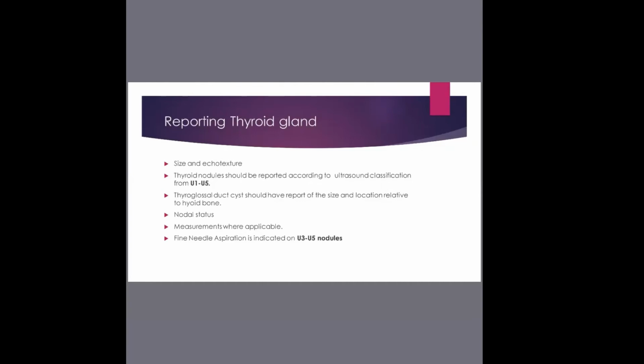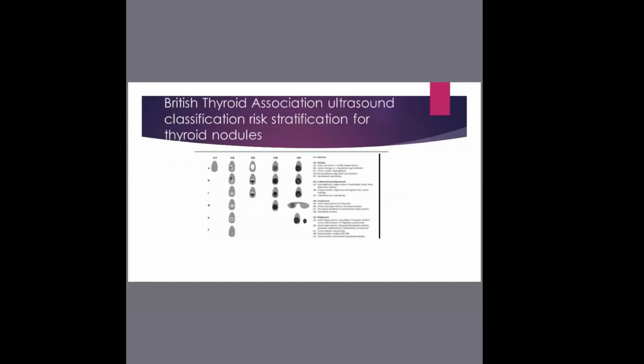So for thyroglossal cysts, they are also very common in the neck. They are linked. They could be anywhere. They could be below the thyroid, they could be above the thyroid, but it's one common cyst in the neck. So measure where possible and do fine needle aspiration as indicated. On the guidelines, it is from level 3 or U3 that we do FNA.